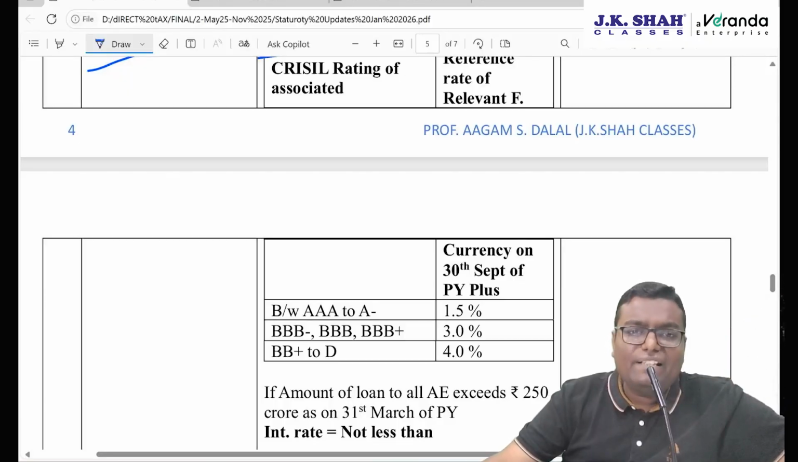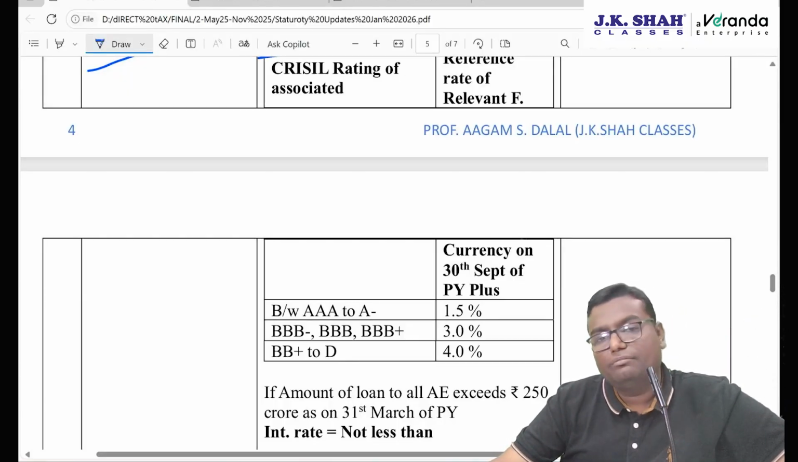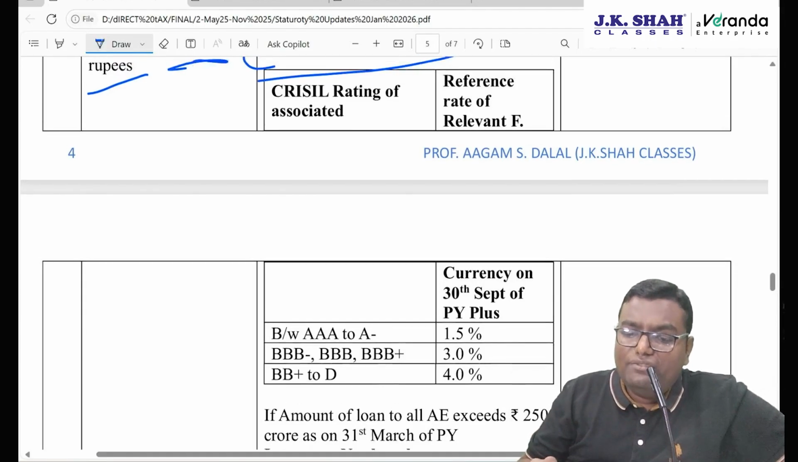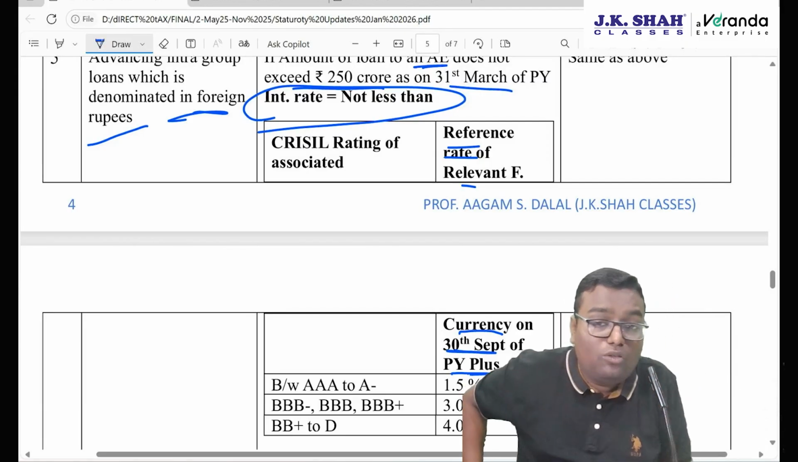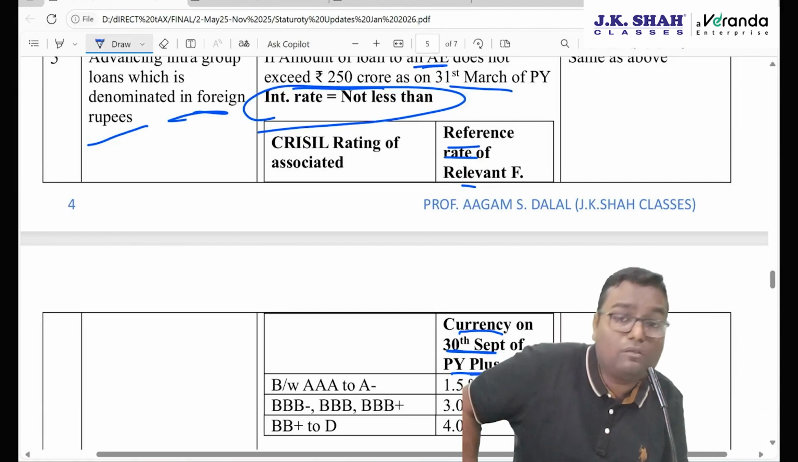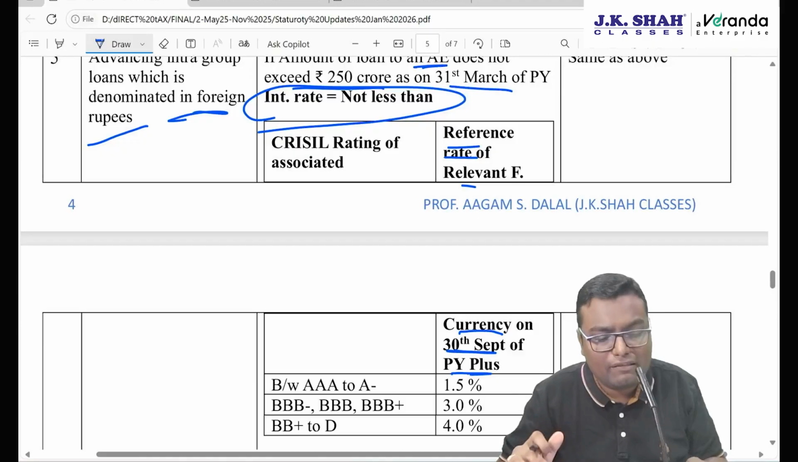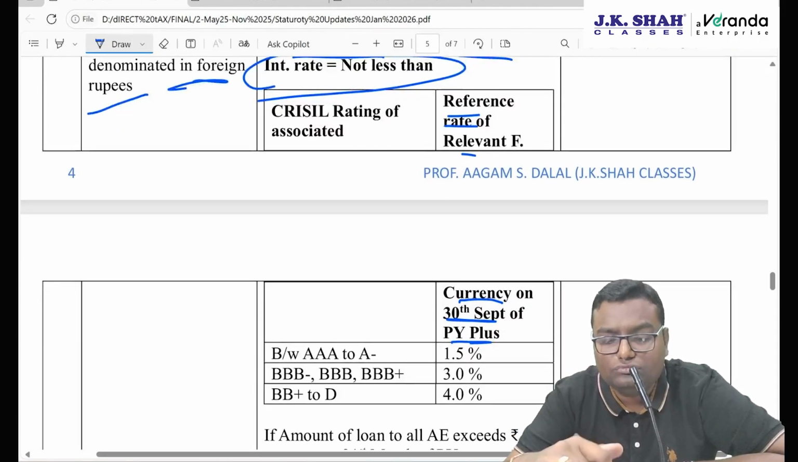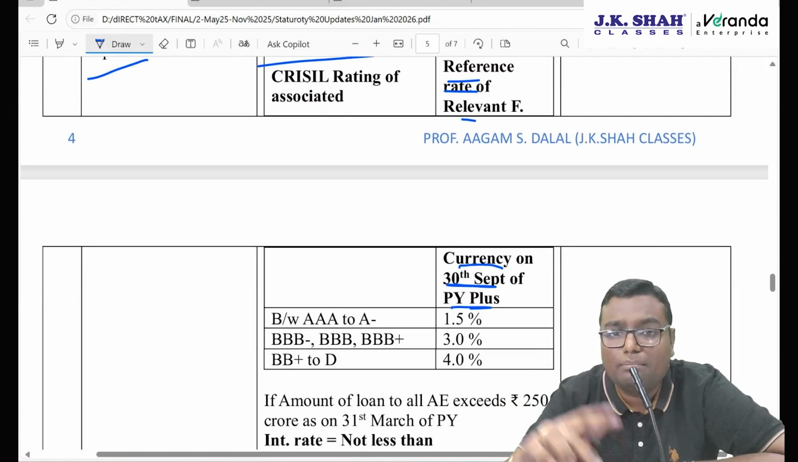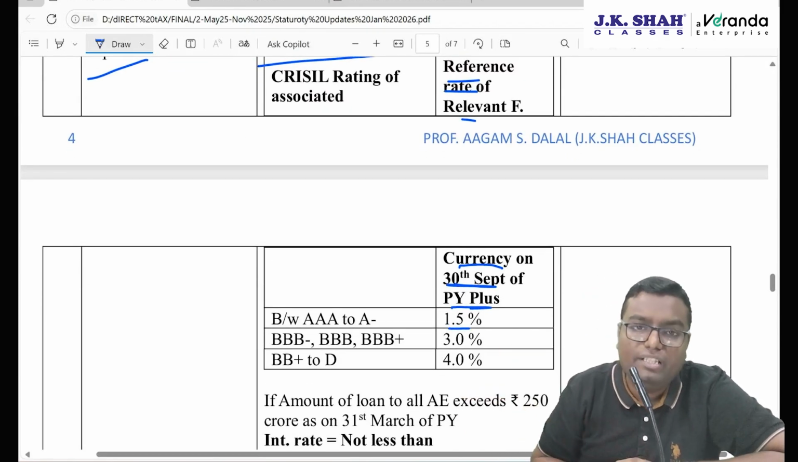Then see what is the credit rating of that associated enterprise. If it is between AAA to A minus, then whatever is the reference rate of the relevant foreign currency on 30th September of the previous year. Now, what is the meaning of reference rate? That is also defined, which I am discussing in 1 minute. But whatever is the reference rate on 30th September of the previous year, you have to add 1.5%.